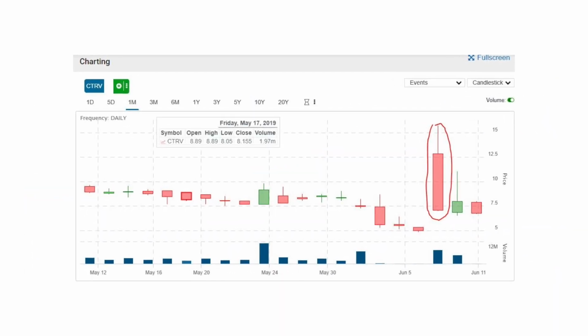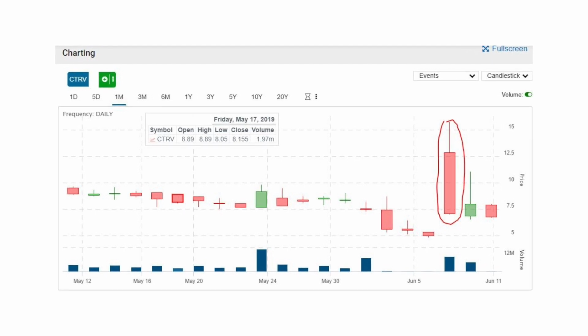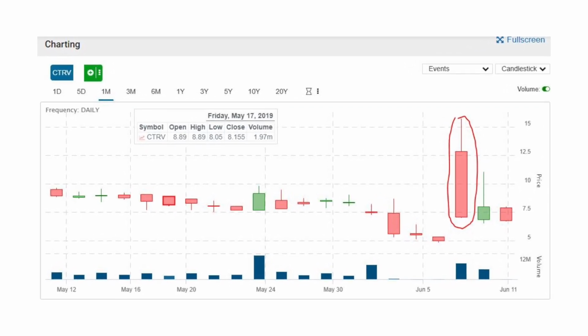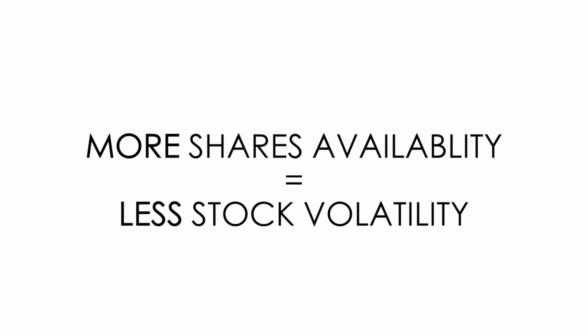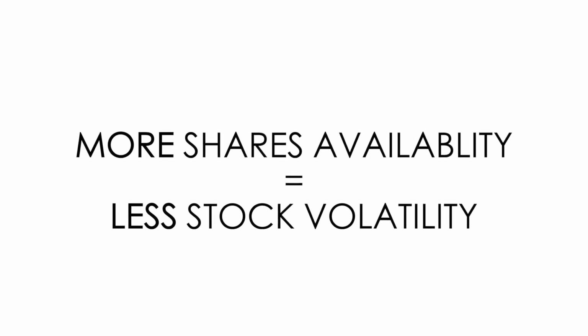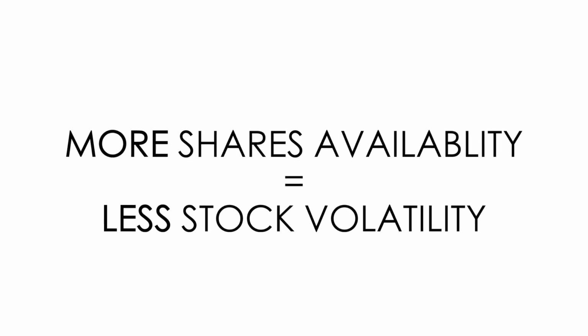Float does affect how volatile a stock may be. The greater the float, the less likely there will be high volatility. The greater the number of shares available to trade, the less volatility the stock will experience, because it'll be harder for a smaller number of shares to move the price.